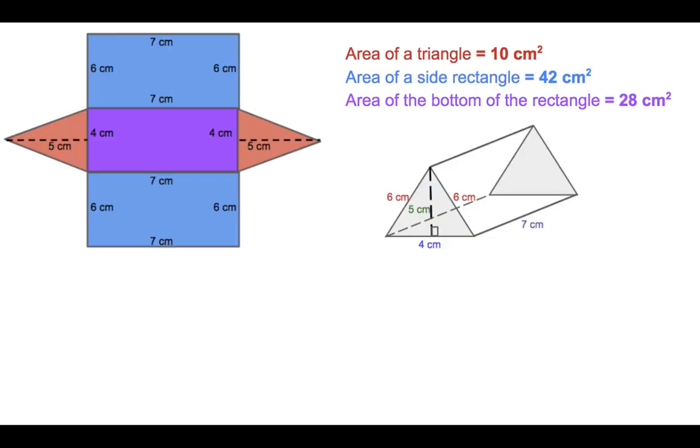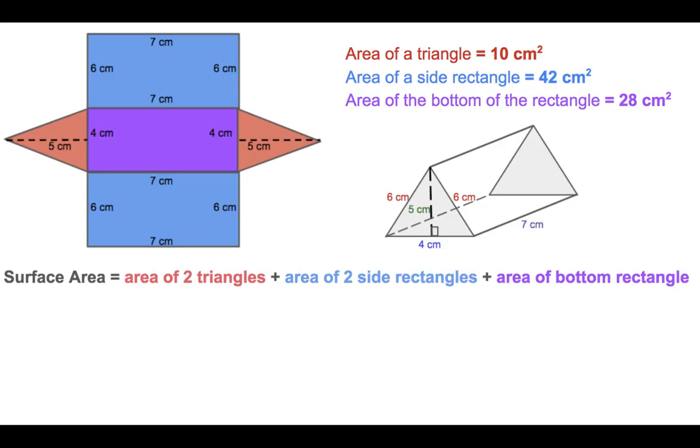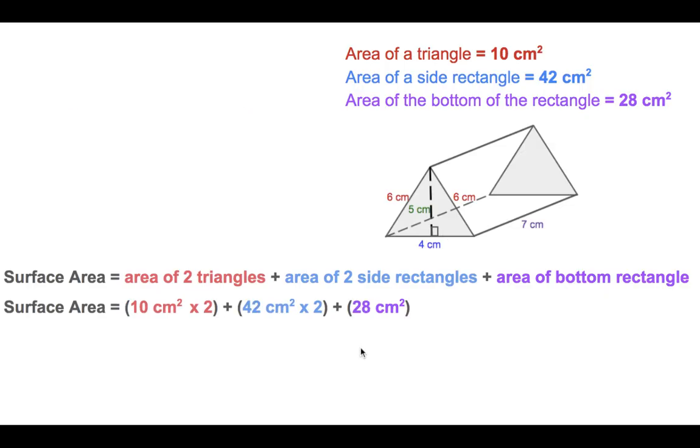So now what we'll do is we will just add all of these dimensions together. So the area of the triangle was 10 squared centimeters, the area of the side of the rectangle was 42 squared centimeters, and the area of the bottom of the rectangle was 28 squared centimeters. So the surface area is the area of the two triangles, plus the area of the two side rectangles, plus the area of the bottom rectangle.